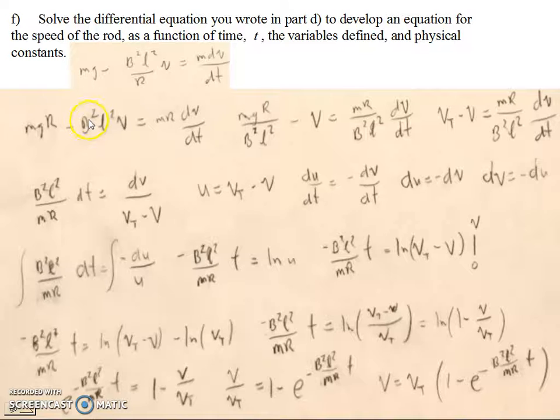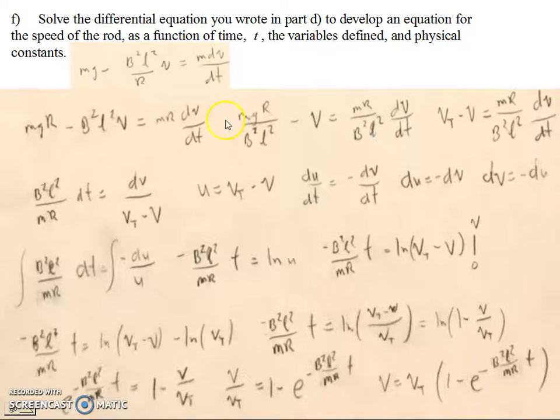So, first thing I do is I need to isolate our variables v and dv dt. So I'm going to multiply everything by r. So I put the r over here, get rid of the r here, put the r over here. I want to isolate v, so I divide everything by b squared L squared. So this is mgr over b squared L squared. This is mr over b squared L squared.